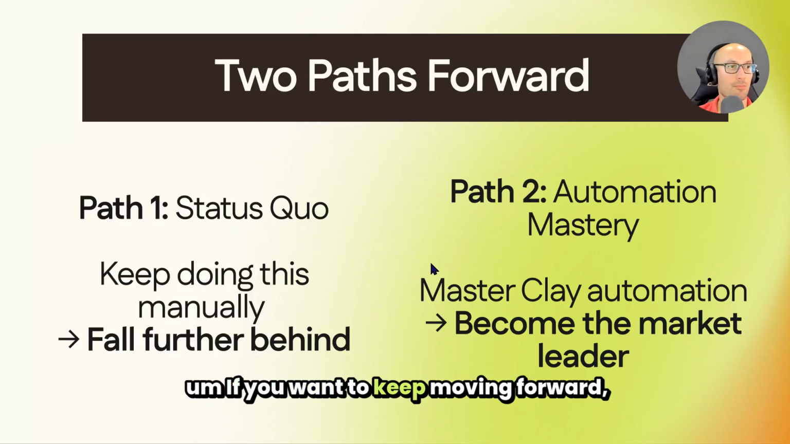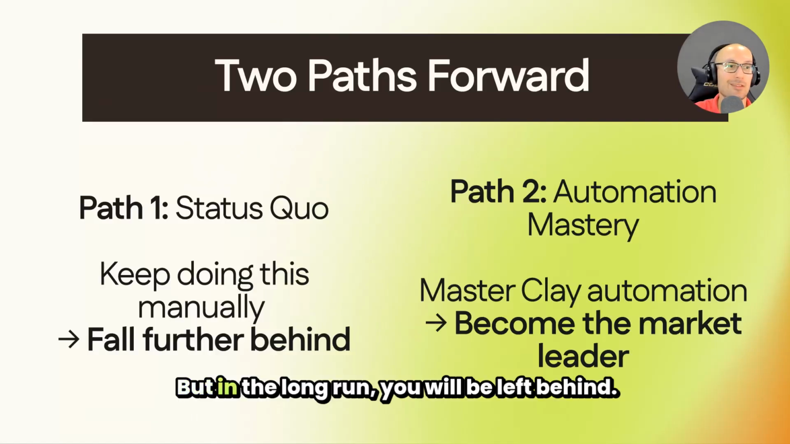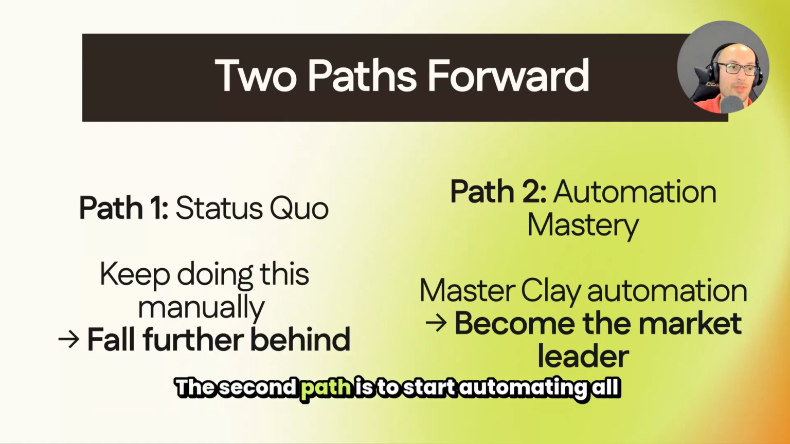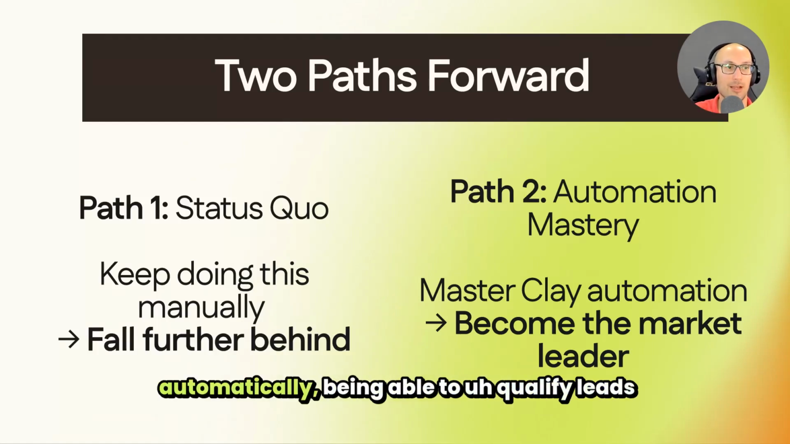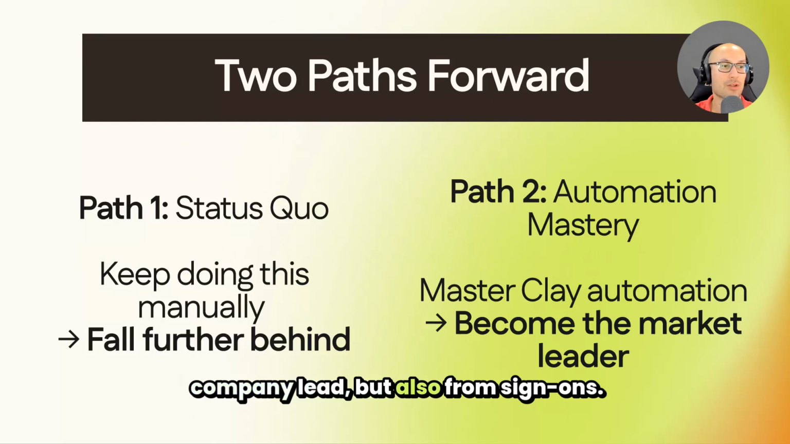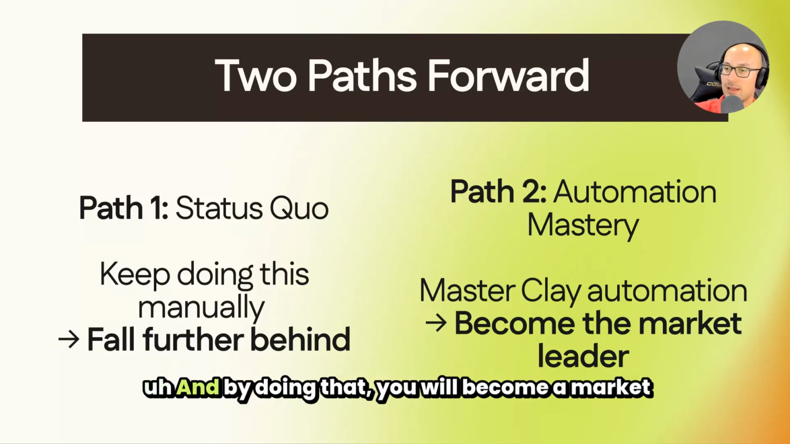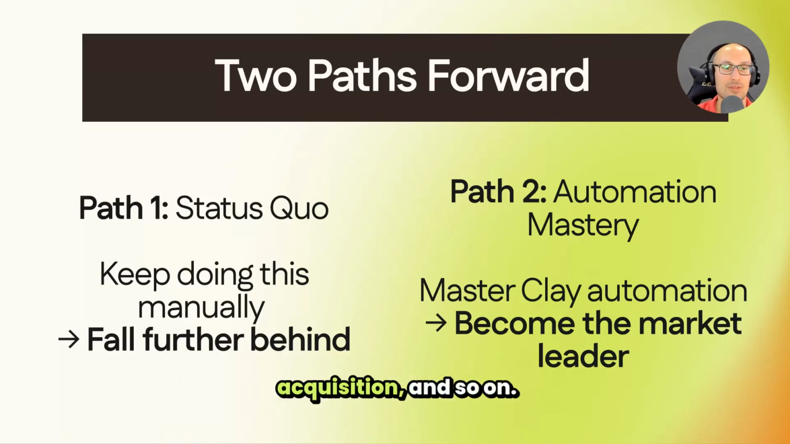If you want to keep moving forward, probably, I mean, there's no pain in keeping the status quo, but in the long run, you will be left behind. The second path is to start automating all your workflows, being able to qualify leads automatically, not only from the qualification of the company lead, but also from sign-ons. By doing that, you will become a market leader because you will be increasing your conversion rate, decreasing the cost of acquisition, and so on.